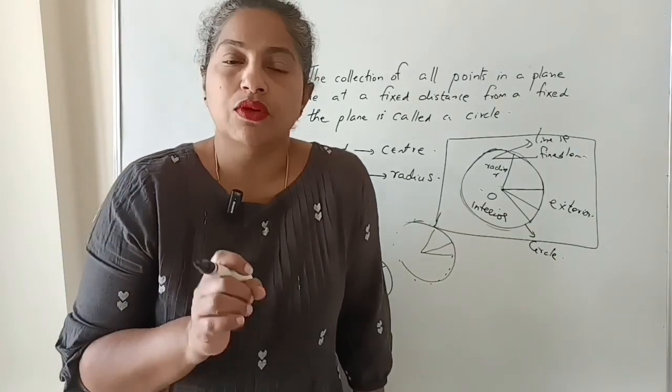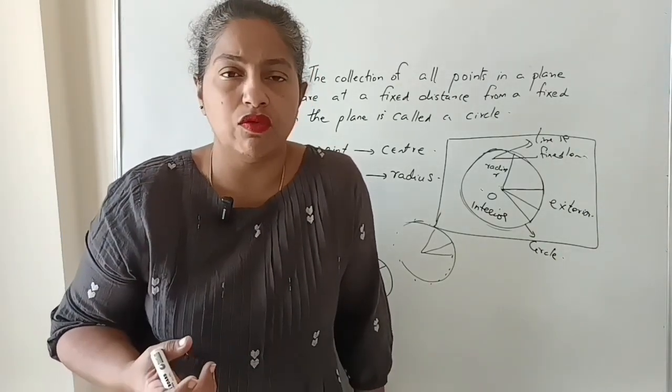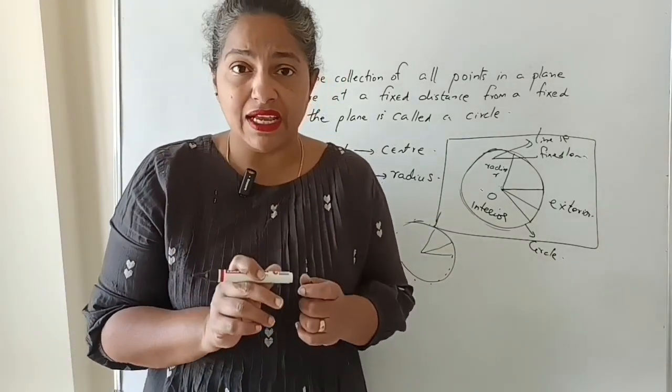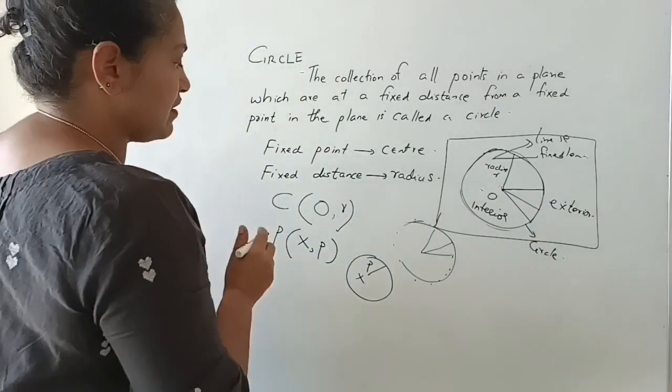Okay. Now let us move on to the concept of chord of a circle. You have already learned in your lower classes, what do you mean by the chord of a circle? Chord of a circle is a line that joins any 2 points in a circle, however close those points are.